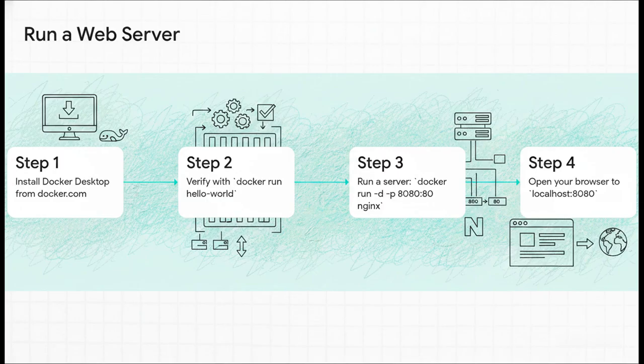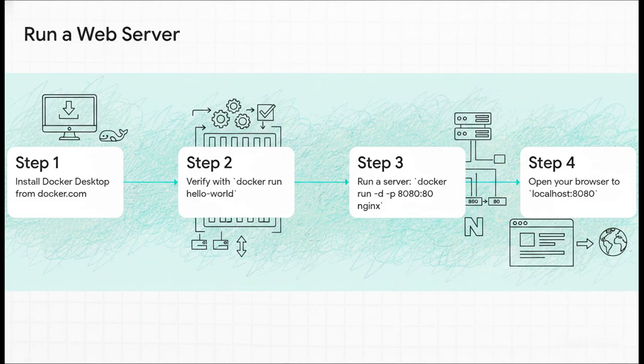Type docker run hello-world and hit enter. Docker will automatically grab this tiny test image and run it, and you'll see a little confirmation message on your screen. Easy, right? Now for something more fun. Type this command, docker run -d -p 8080:80 nginx. Let's break that down real quick. -d just runs the container in the background.